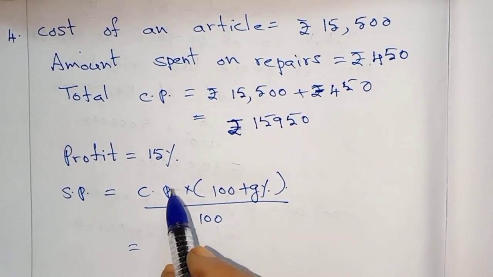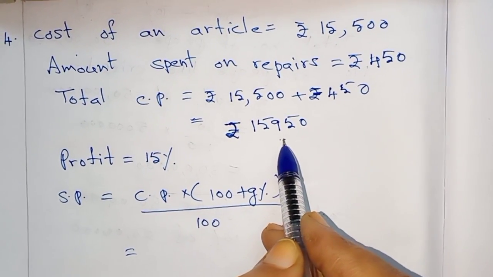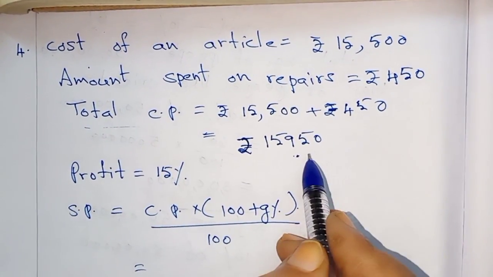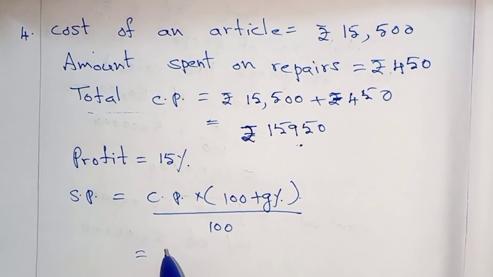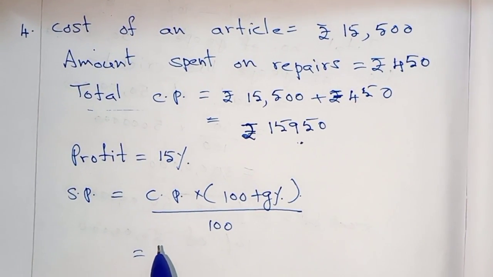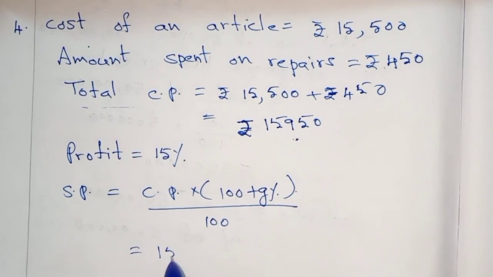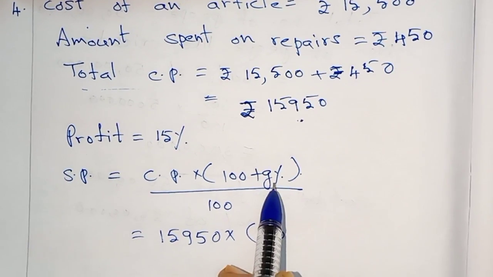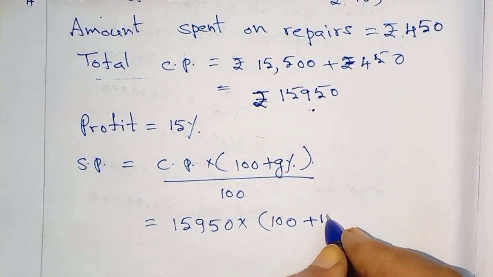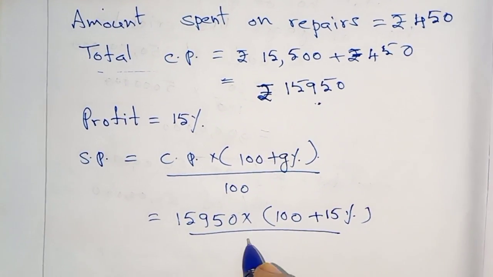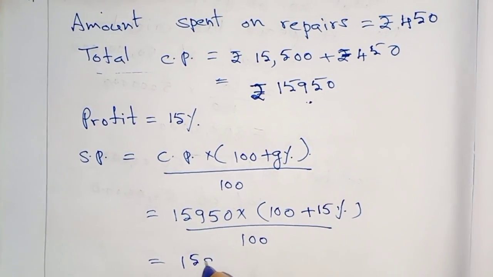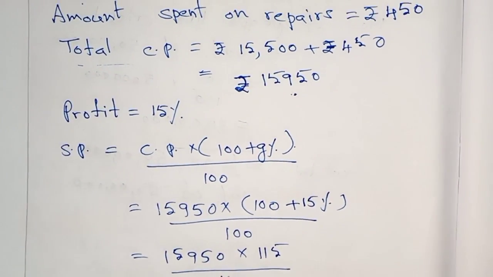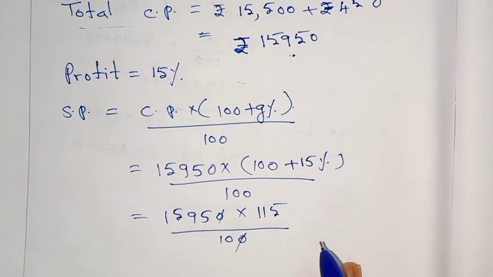So what is the CP? This is the CP. We must write this, because this is the total CP, because some amount is spent on repairs. So CP is equal to 15,950 into 100 plus, what is the gain percent? Gain percent means profit percent. It is 15% by 100. This is equal to 15,950 into 100 plus 15 is 115, so 115 by 100.